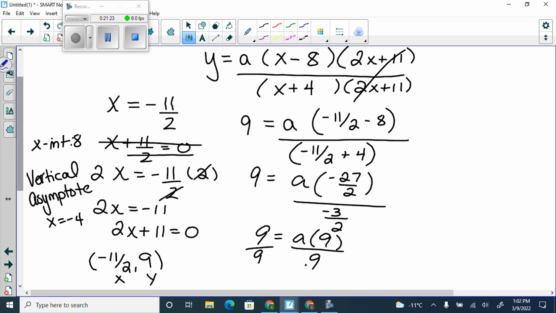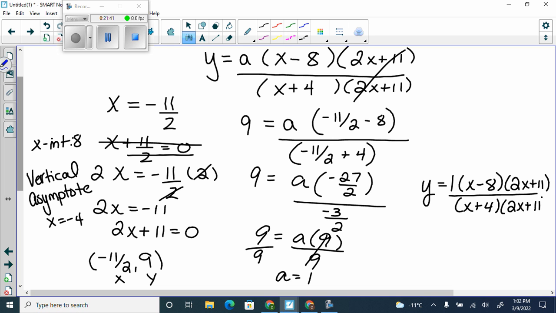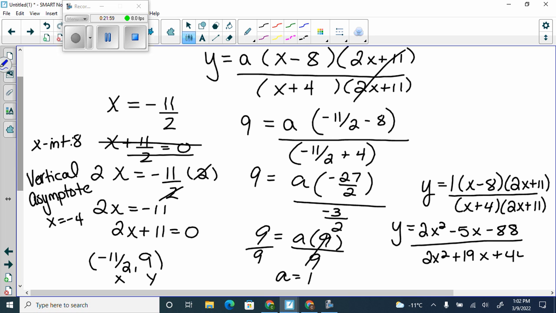I promise you your A isn't always 1. These are just happening to work out nicely, but sometimes they are. And then we're going to expand it to match the back. So we get x times 2x is 2x squared, plus 11x minus 16x is minus 5x, minus 88, over 2x squared, plus 11 plus 8 is plus 19x plus 44. You guys are working on C by yourselves. Try C.